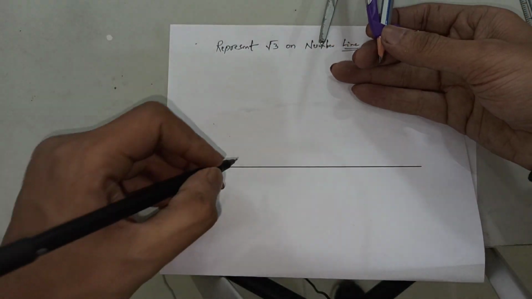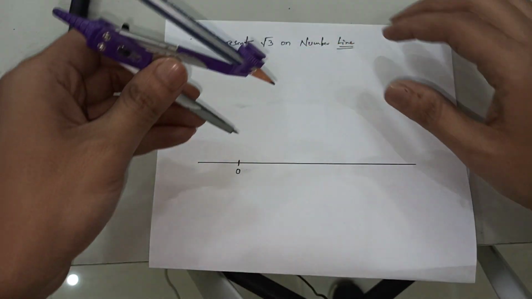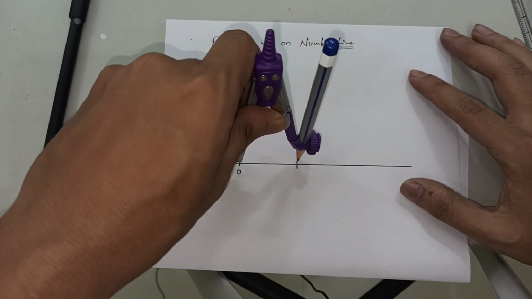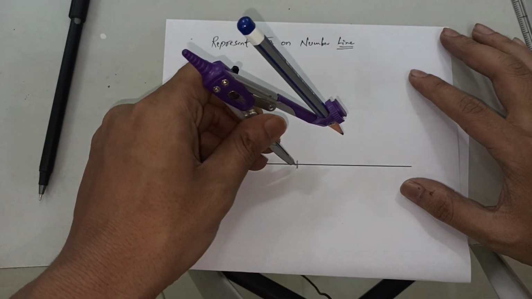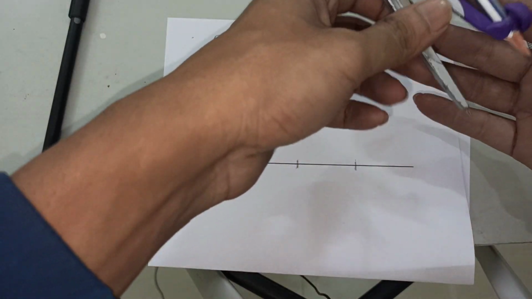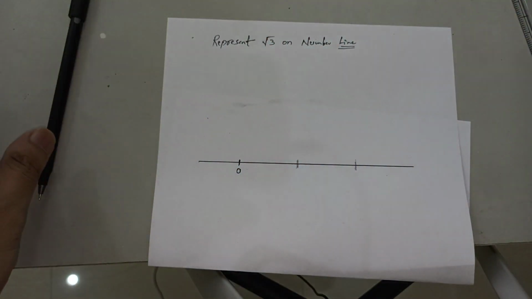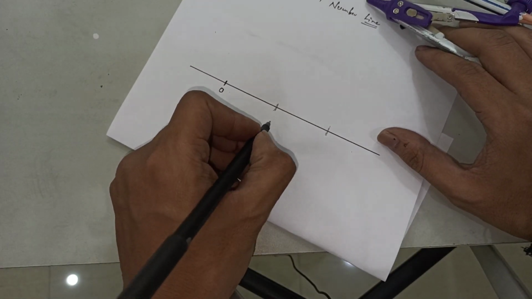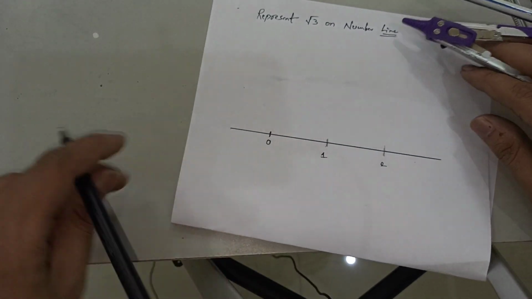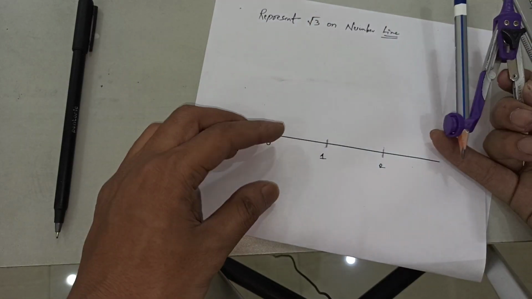We have to mark somewhere, mark it 0, then put your pointer here at 0 mark, make an arc, 1, then again put it here, then mark 2. So this is marked as 1, and this will be marked as 2. Now to represent root 3, first we have to solve for root 2.